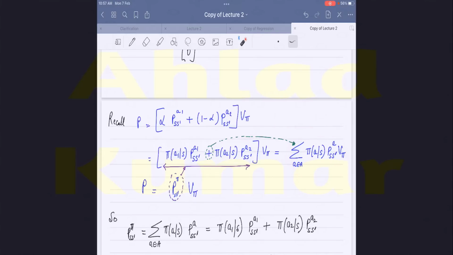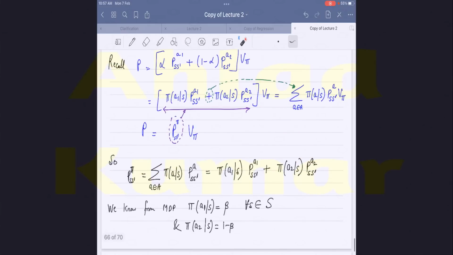If you have 2 actions, then it's 2 terms here, so it's given over here. But if you have multiple actions, then you can expand this summation. So here you see, in case of 2 actions, it is nothing but pi of A1 times P^A1_SS' plus pi of A2 times P^A2_SS'. I have written it again here just for notational simplicity. You can see this transition probability is now dependent upon the policy pi, so that's why we are writing pi as a superscript over here, with the state transition probability given as SS'.